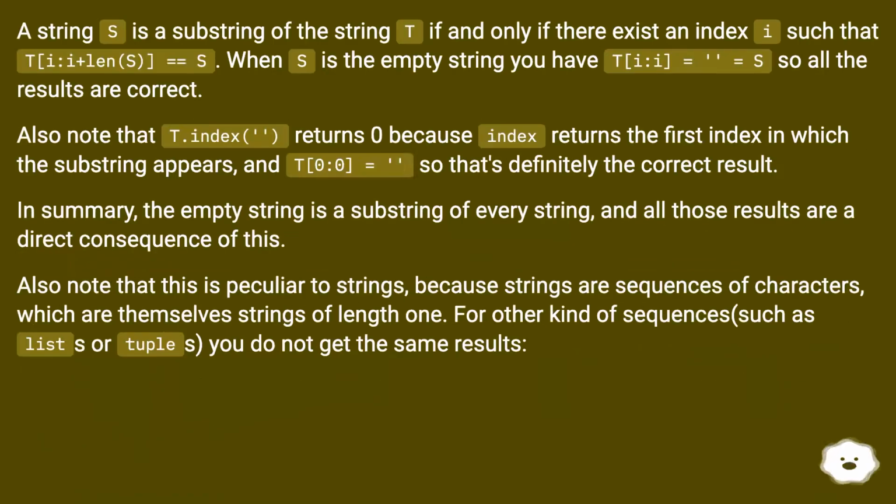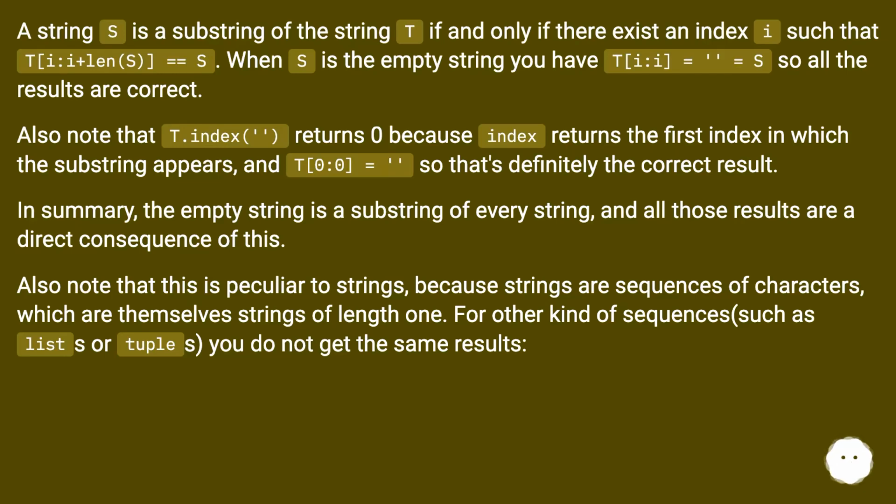A string s is a substring of the string t if and only if there exists an index i such that t[i:i+len(s)] equals s. When s is the empty string you have t[i:i] equals s, so all the results are correct. Also note that t.index returns 0 because index returns the first index in which the substring appears, and t[0:0] equals the empty string, so that's definitely the correct result.